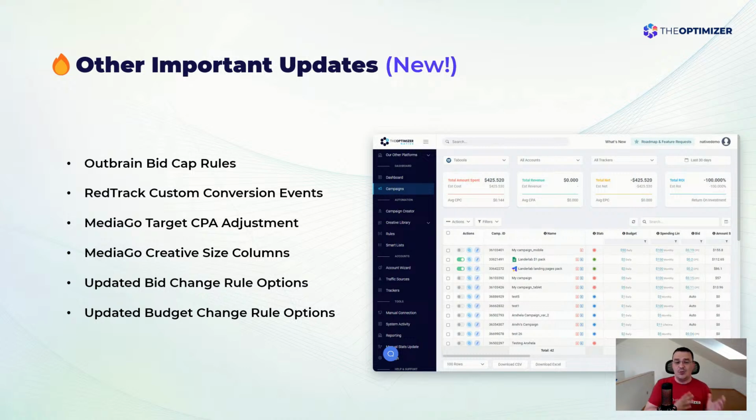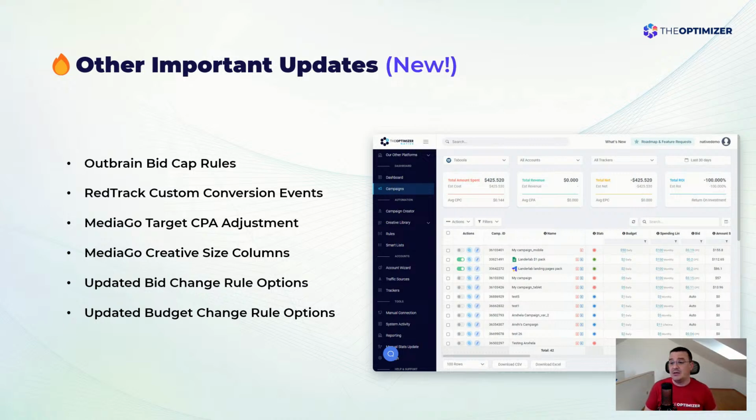Those of you who have already moved to MediaGo, we have added the ability to play around with the target CPA, so you have rules now to increase it, decrease it, or set it to a specific value. And you can see creative size columns, because we know MediaGo is a DSP. There are various dimensions you can optimize, and you can see the reports by creative dimension.